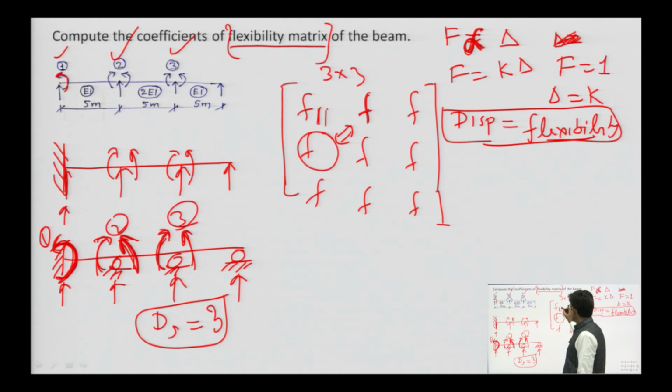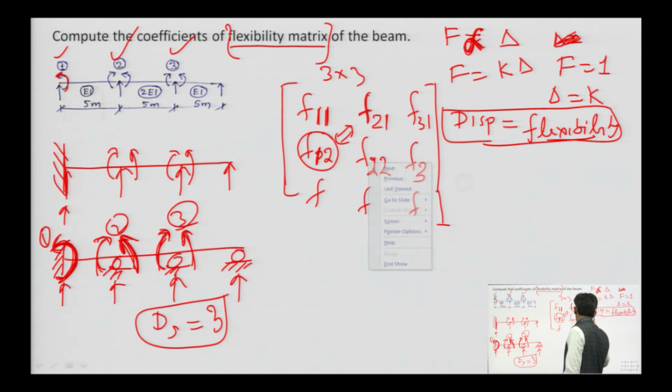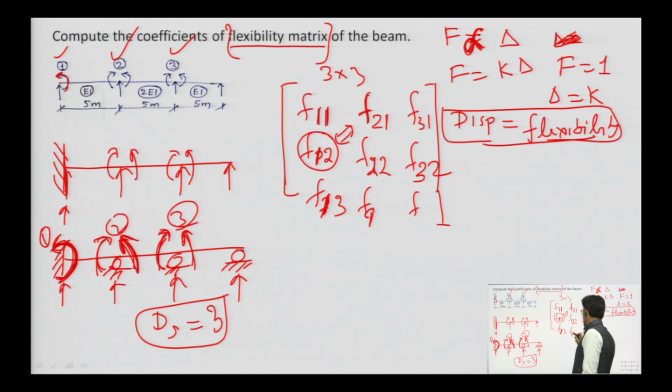This is displacement at 1 due to unit force at 1, this is displacement at 2 due to unit force at 1, this is displacement at 3 due to unit load at 1. This is displacement at 1 due to unit load at 2, displacement at 2 due to unit load at 2, and displacement at 3 due to unit load at 2. This is displacement at 1 due to unit load at 3, and so on, and this is 3.